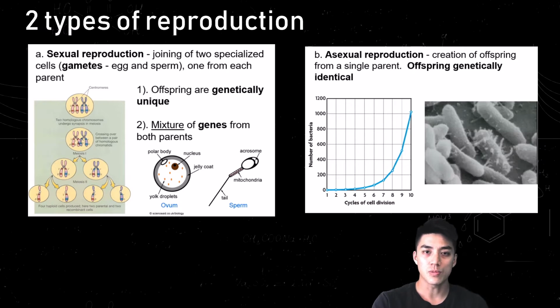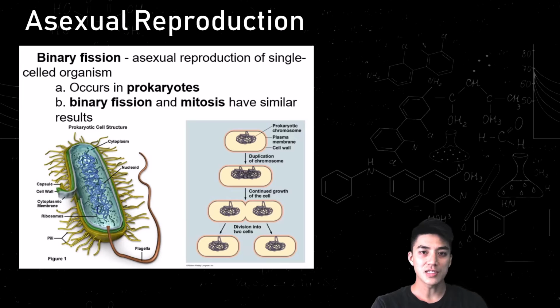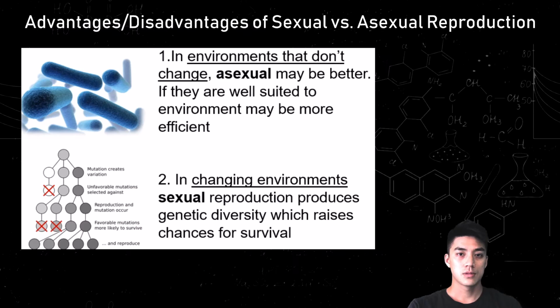During asexual reproduction, the parent simply makes a copy of itself so that the offspring are genetically identical to the parent. Binary fission is an example of asexual reproduction, and this occurs in prokaryotes like bacteria, and the results are very similar to mitosis, in which you divide the contents of your genes into two different cells. And of course, there are advantages and disadvantages to each type of reproduction.